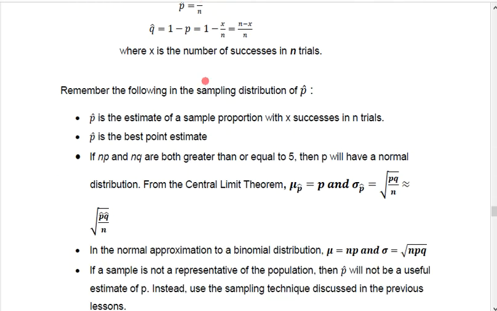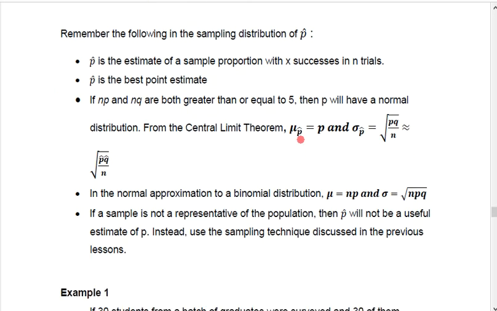Okay? Remember the following in the sample distribution of P hat. P hat is the estimates of a sample proportion with X successes in N trials. P hat is the best point estimate. If NP and NQ are both greater than or equal to 5, then P hat will have a normal distribution. From the central limit theorem, okay, so mean of P hat is equals to P, and standard deviation of P hat is equals to square root of P multiplied by Q, or PQ over N, is also equal to the square root of P hat times Q hat over N.